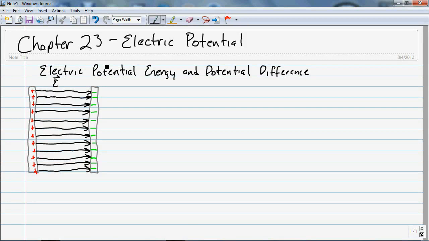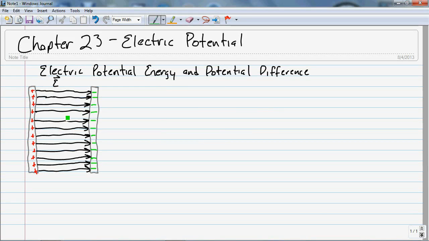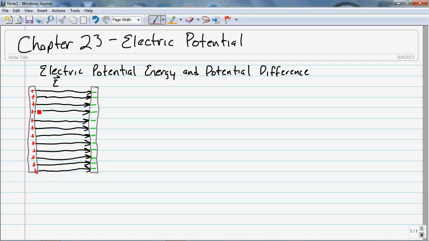Let's start our discussion of electric potential by looking at a situation where we have two plates parallel to each other. You have positive charge on one plate, negative charge on the other, and you have an electric field in between both plates. So what would happen if I were to put a positive charge here next to the positive plate?